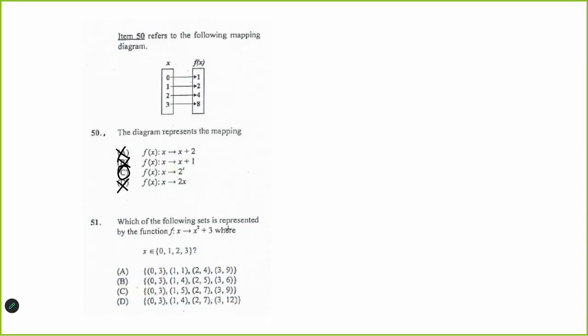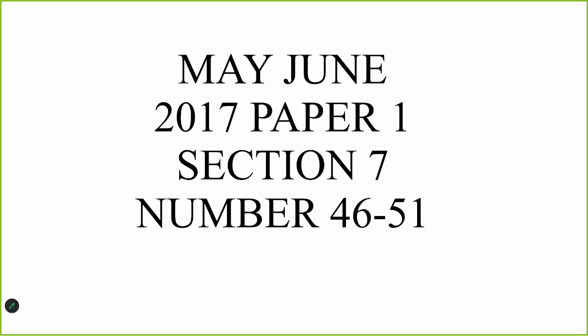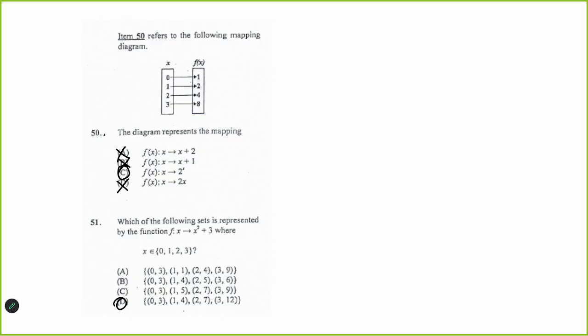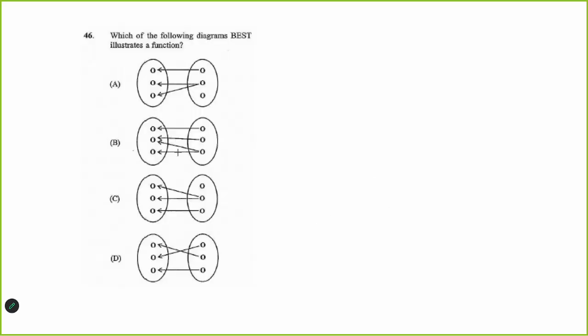Which of the following sets is represented by a function? Right, so we know it's 0, 3, then 1, 4, and then the next one was 2, 7, if we recall the answer. Right, and that's the end of January 2018. Let's do this one. Which one best describes a function? Remember, it only has to be a one-to-one. Right, so that would be this one here.